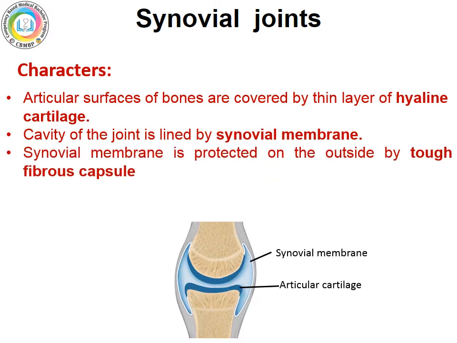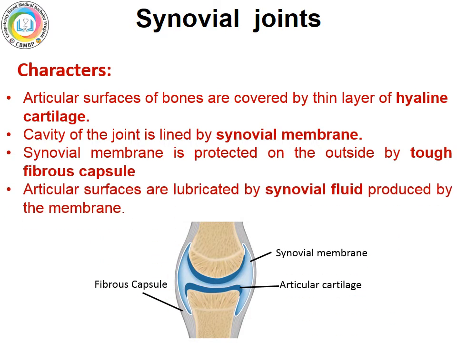Number three, the synovial membrane is protected from outside by a tough fibrous capsule. Yes, there is a tough fibrous capsule to stabilize or protect the synovial membrane. Number four, articular surfaces are lubricated by synovial fluid. The joint cavity contains fluid called synovial fluid, which is produced by this membrane, which is the synovial membrane.